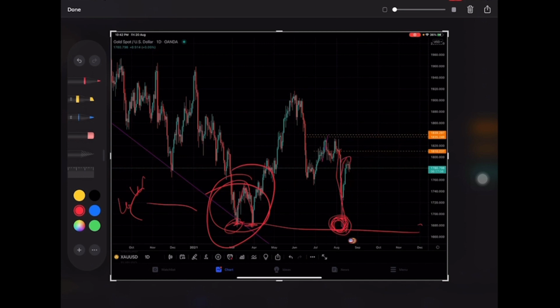Understand, guys? Like Uncle said, when there is a double bottom or double top, our first TP will be the second nearest resistance if it is a double bottom. So this is our first TP.